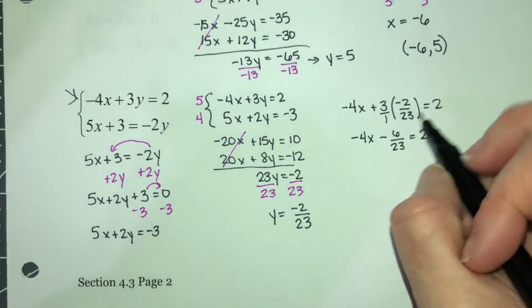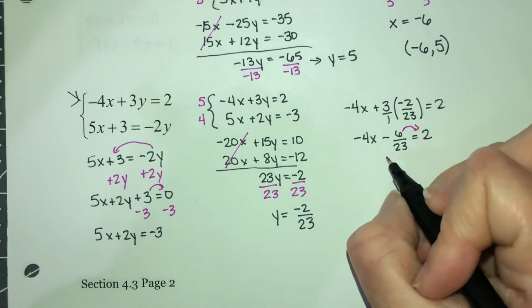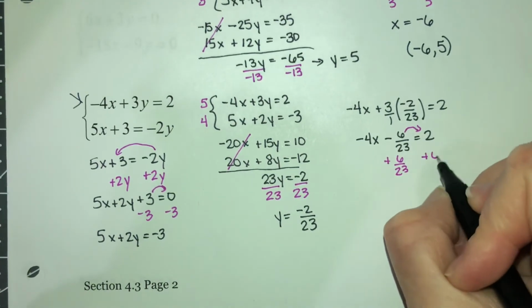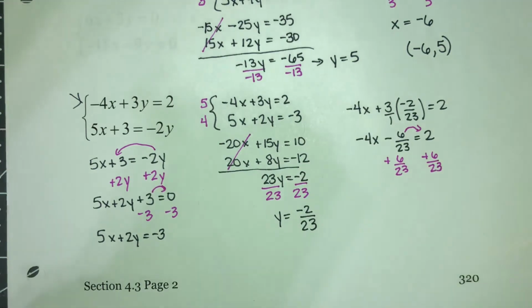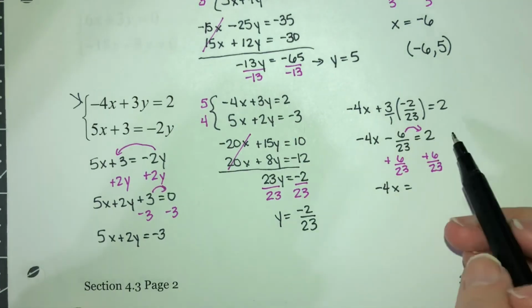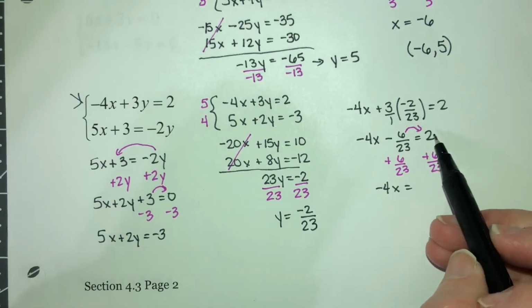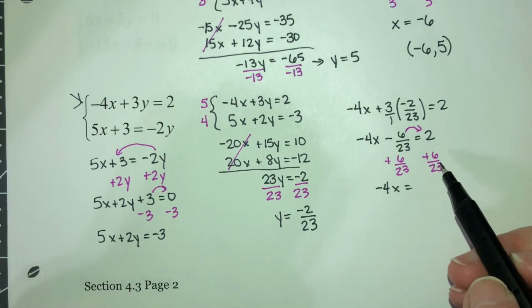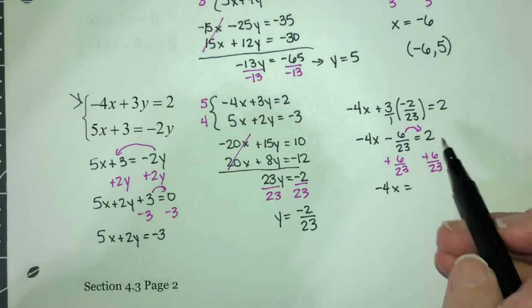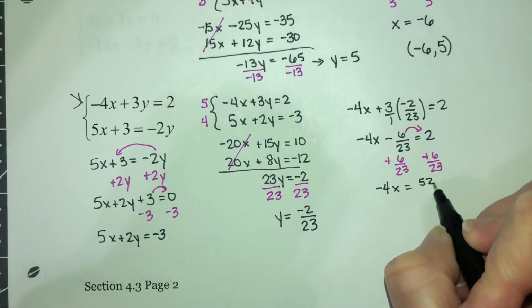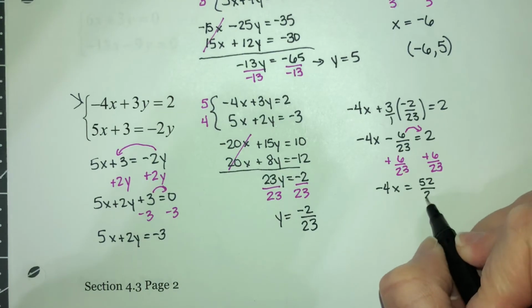Now I want the x alone, so I need to move this over here. So I'm going to add 6 over 23 to both sides. Negative 4x is equal to. Now if you're doing this by hand, you would write this as 2 over 1, get a common denominator, and add them together. If you use your calculator, you get 52 over 23.